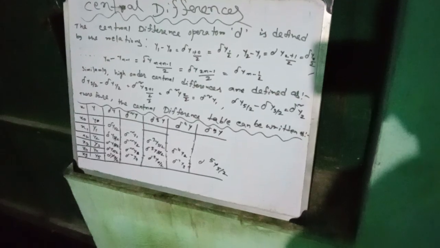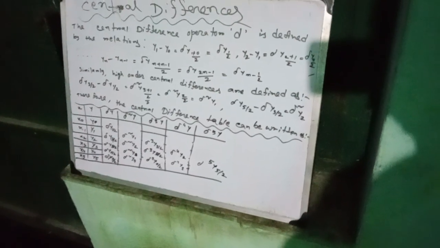Therefore, the central difference table can be written as, for the values of x, we have x0, x1, x2, x3, x4 and x5, and for y is equal to f of x, we pass the values of x through each, and we get y0 for f of x0, similarly y1 for f of x1, etc., y2, y3, y4 and y5. We get the central differences y1 minus y0 is equal to δy of 1/2.